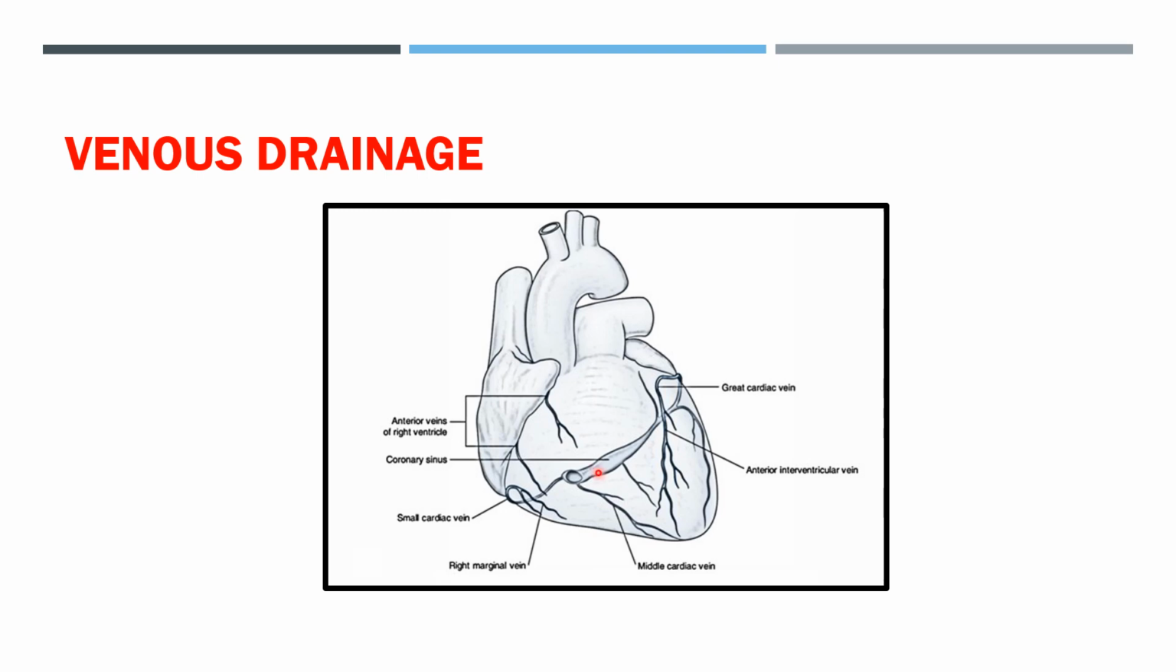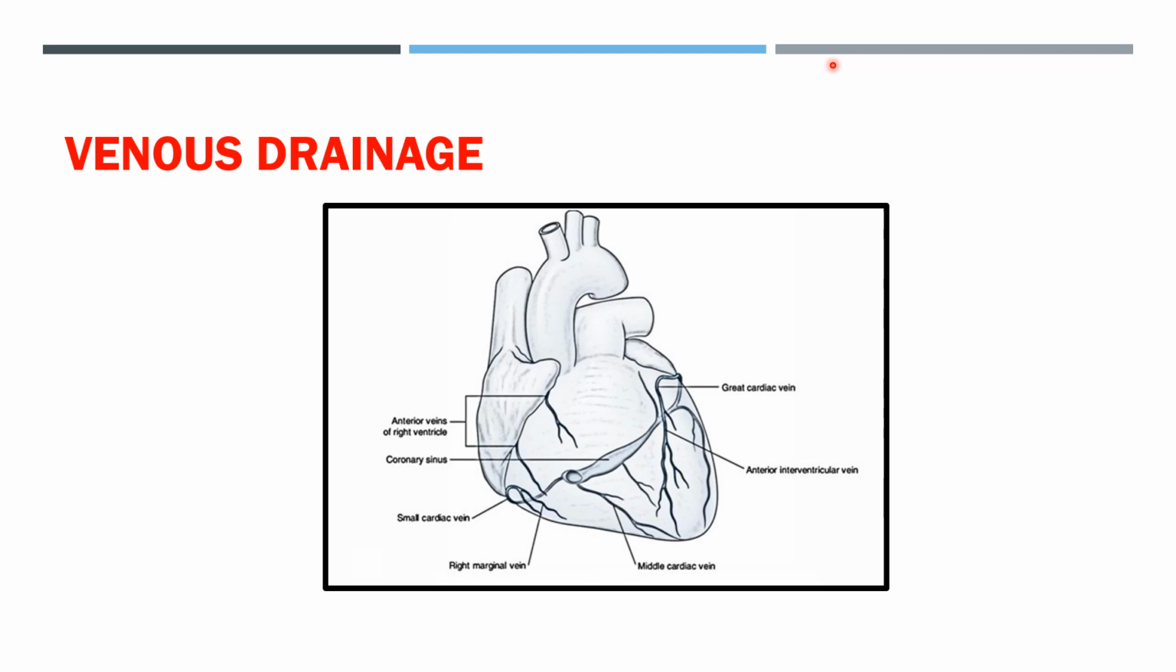Next is about the venous drainage. The venous blood from the heart is drained into the right atrium through the coronary sinus, and that is formed by anterior cardiac veins, the Thebesian veins. The coronary sinus is the principal vein of the heart, and the majority of the venous blood from the walls of the heart is drained into the right atrium via the coronary sinus, and that is the largest vein of the heart. It is located in the posterior part of the atrioventricular groove.